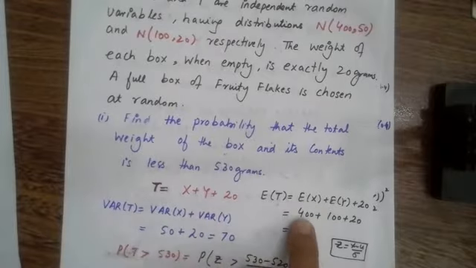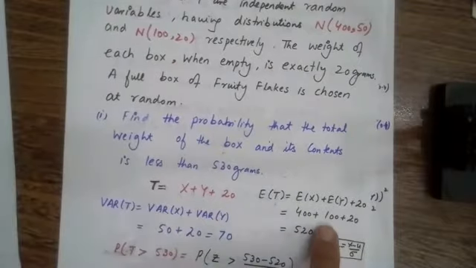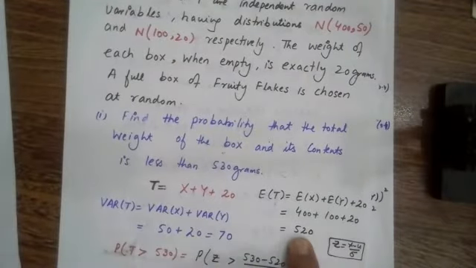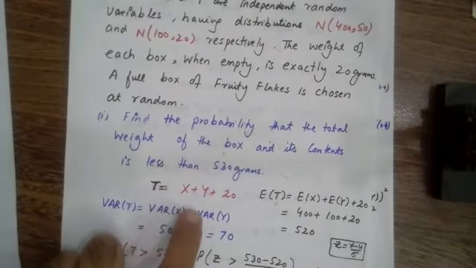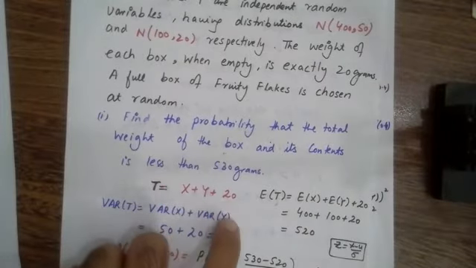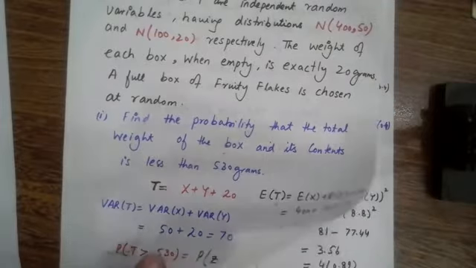And you know that expected value of x is 400 and expected value of y is 100. This total becomes equal to 520 gram. Now the variance of t is equal to variance of x plus variance of y. You know that the constant has no significance in the case of variance.